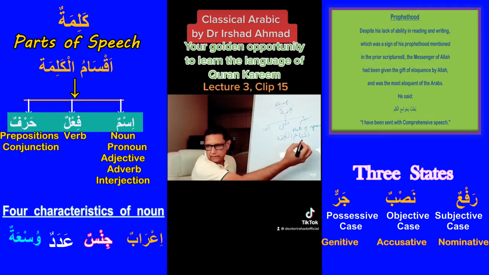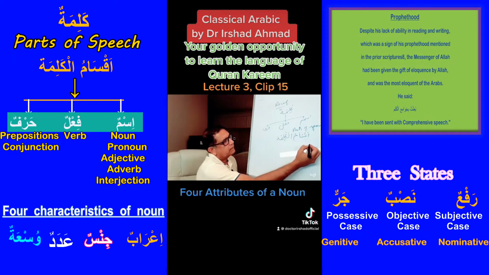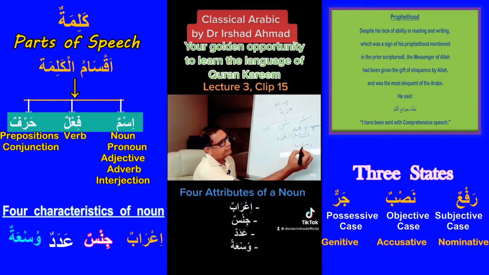We learned that they're called i'rab, jins, adad, and wus'a.